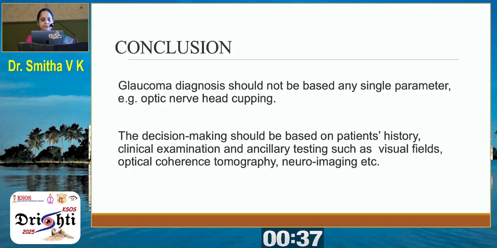So in conclusion, glaucoma diagnosis should not be based on any single parameter like optic nerve head cupping. The decision making should be based on the patient's history, clinical examination, and ancillary testing such as visual fields, OCT, and neuroimaging.